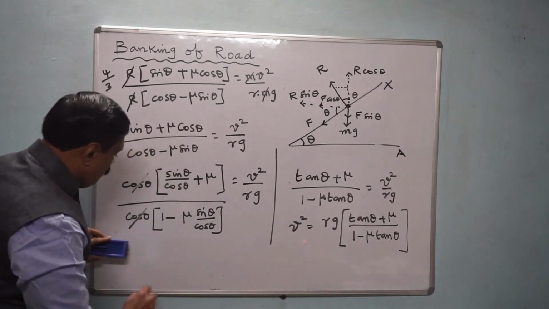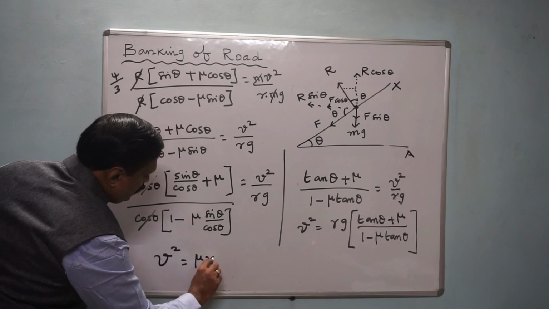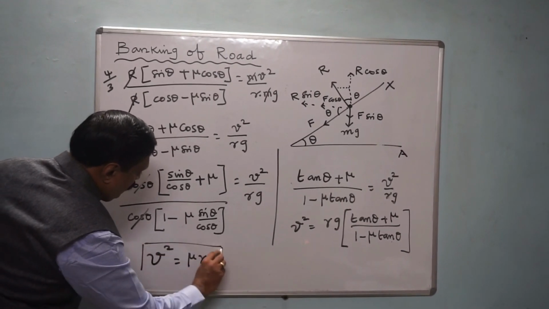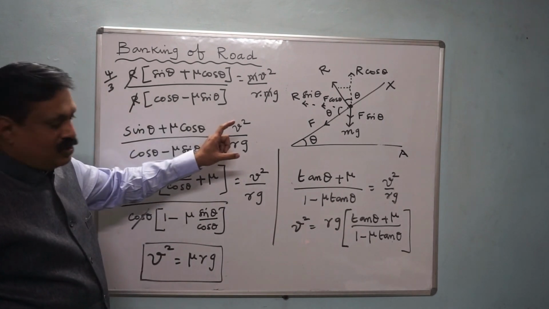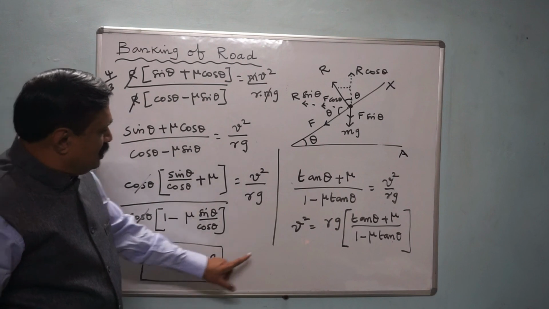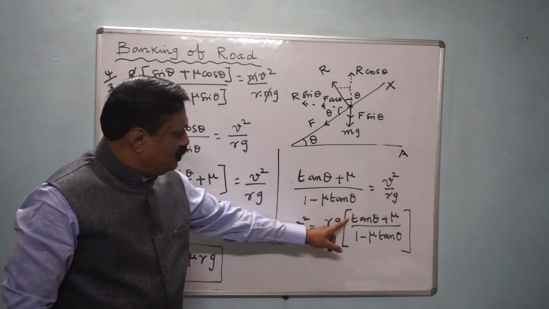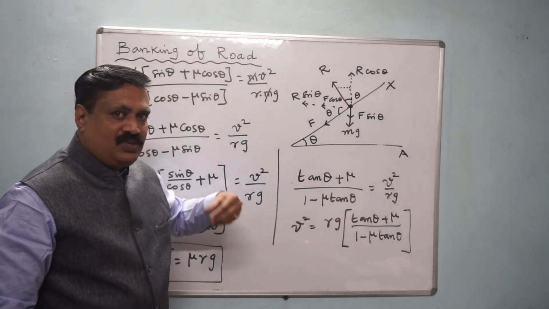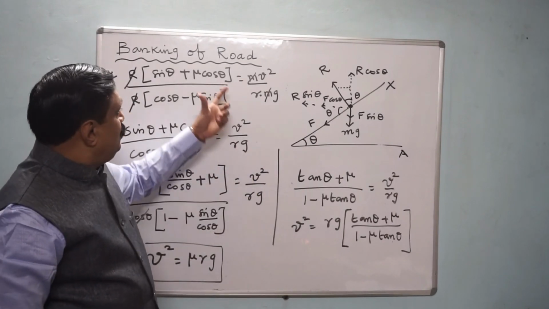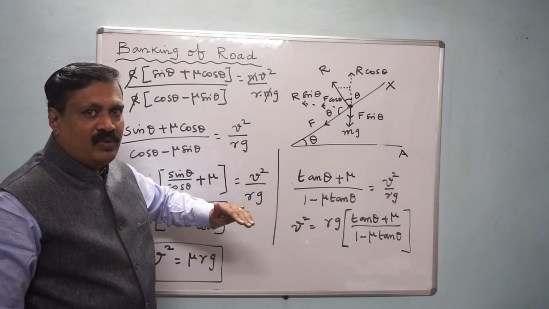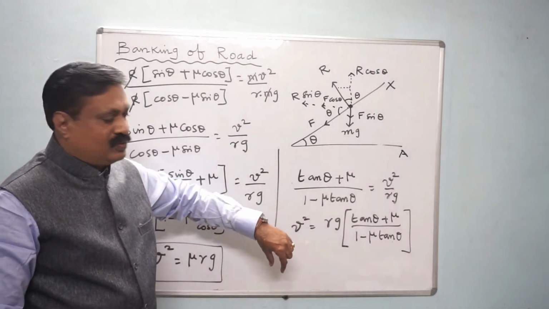Now already you know the formula v squared equal to mu rg. This is the formula already you know for the velocity of a normal curved road. This v squared, mu is there, but we are having some additional term. Now due to this additional term, the velocity is greater than the normal road. That means due to this banking, you can go with little more velocity than normal curved road. Okay, thank you.